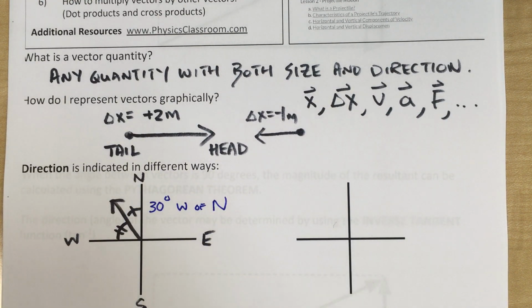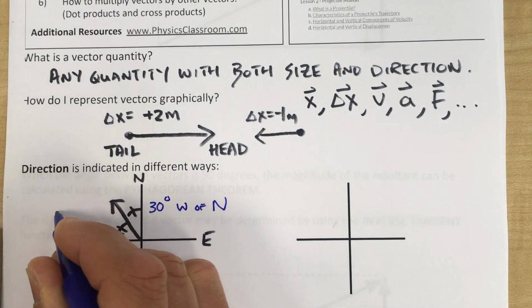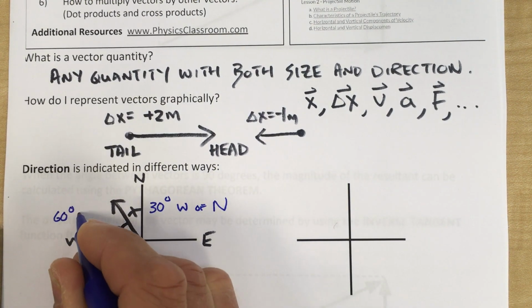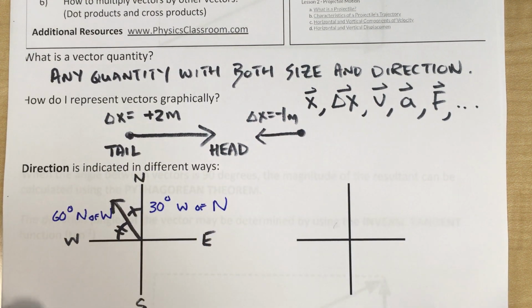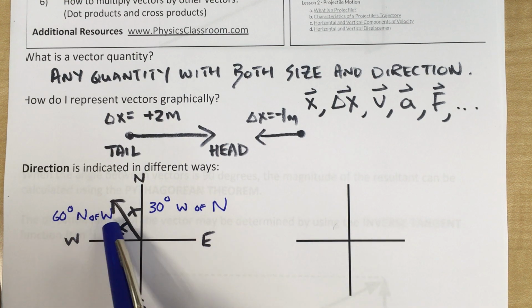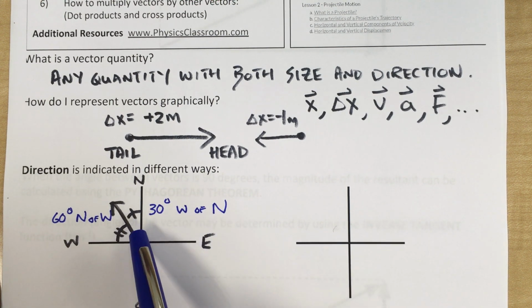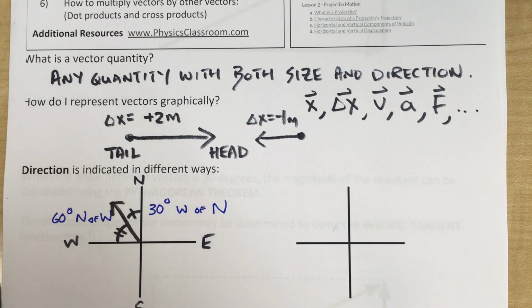Another way to indicate that same vector would be to say that you have to go 60 degrees north of west. Of course, that's just the complement to 30 degrees because they add up to 90, but notice that we have to switch the labels. So be okay with that. Understand that west of north and north of west refer to two different angles, and know which is which.